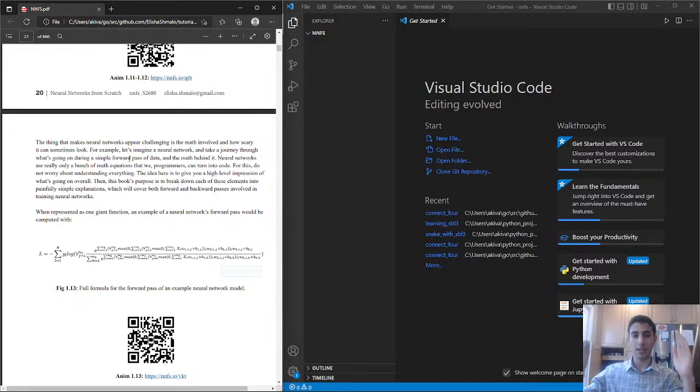Inputs to outputs. The backward pass is what we do to train our neural network, which we will get to later, because there's no way I'm explaining it here, mostly because I don't really understand what's happening. But anyway, forward pass is when you're passing an input and getting the output. And the math behind it, great. Neural networks are really only a bunch of math equations that we programmers can turn into code. For this, do not worry about understanding everything. You shouldn't. The idea here is to give you a high-level impression of what's going on overall.